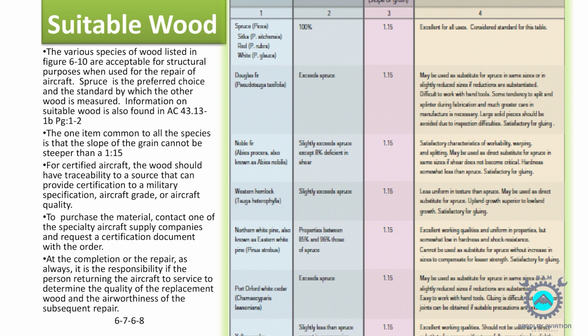To purchase the material, contact one of the specialty aircraft supply companies and request a certification document with the order. At the completion of the repair, as always, it is the responsibility of the person returning the aircraft to service to determine the quality of the replacement wood and the airworthiness of the subsequent repair.